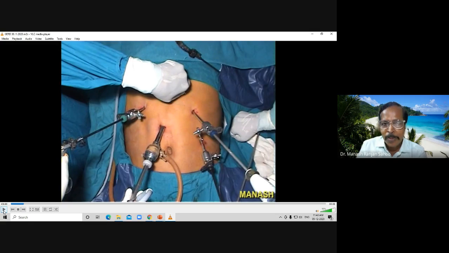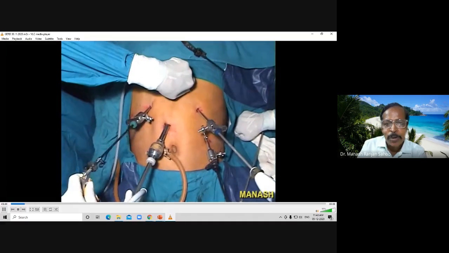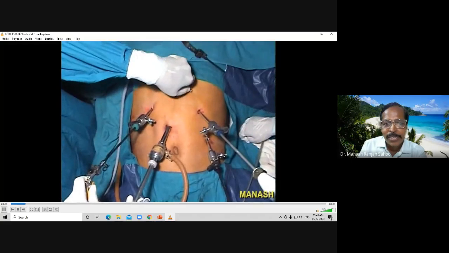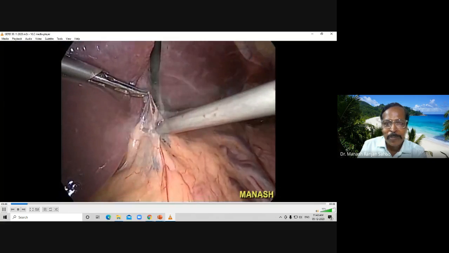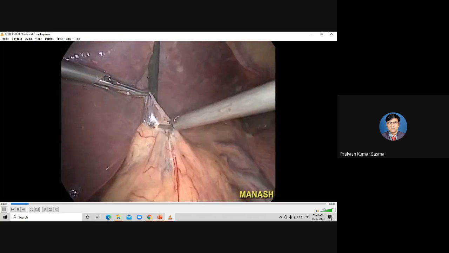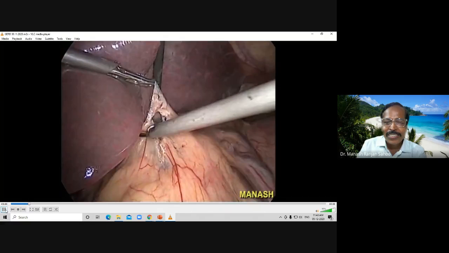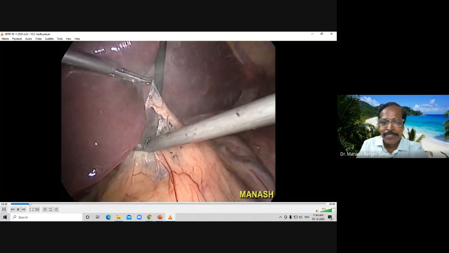Probably Prakash will remember his hand here before he joined AIIMS Bhubaneswar. This is his hand, and how he is manipulating the cannula, you just see. When you are just moving the cannula, Prakash, you must be remembering this. This is nostalgia. Definitely, sir. Definitely. Yeah.